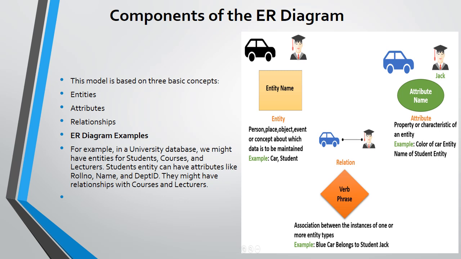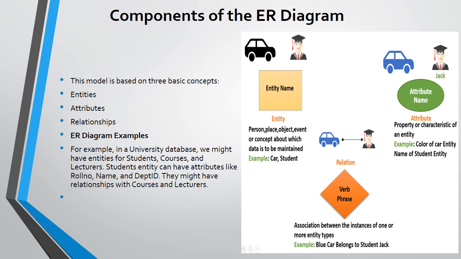Attributes describe the properties or characteristics of an entity. The ellipse is used to represent the attribute. Relationship: an association among the entities is called a relationship. For example, the student enrolls in the course and the employee works in the department. Here, enrolls and works in are called relationships. It is represented by the diamond shape.